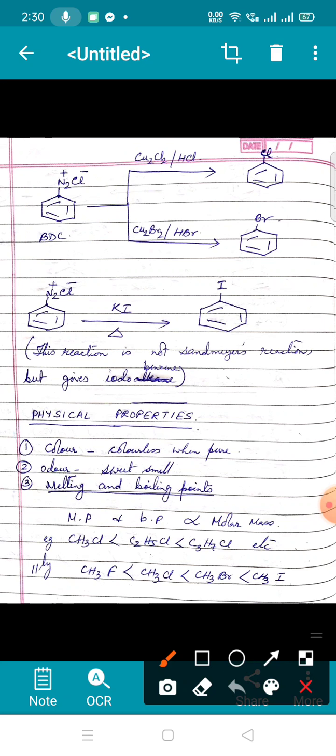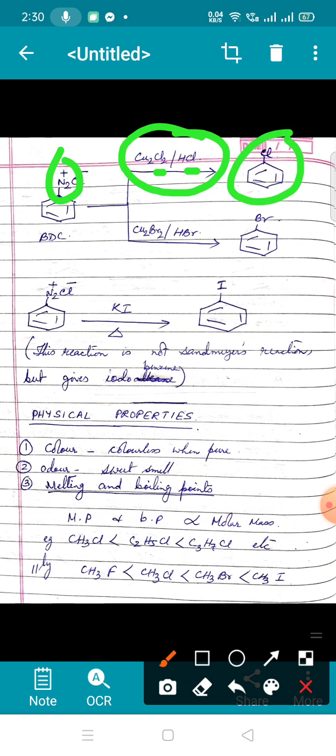So you can see here, when BDC is treated with cuprous chloride and HCl, the halogen present here is Cl. So we get chlorobenzene. You may note the nitrogen is removed from here. And if you take cuprous bromide and HBr, then you get bromobenzene. Okay. So whenever copper salts are used together with their haloacids, the reaction name is Sandmeyer's reaction.